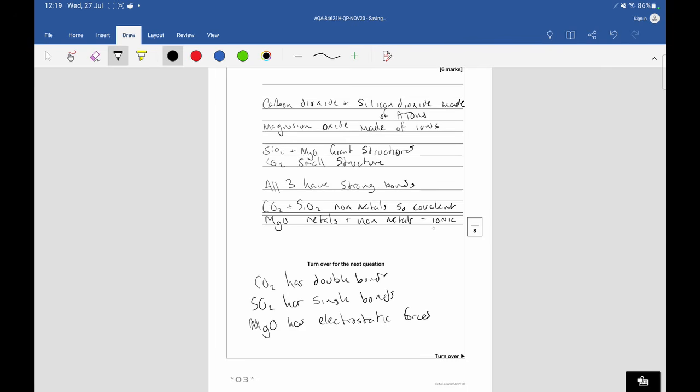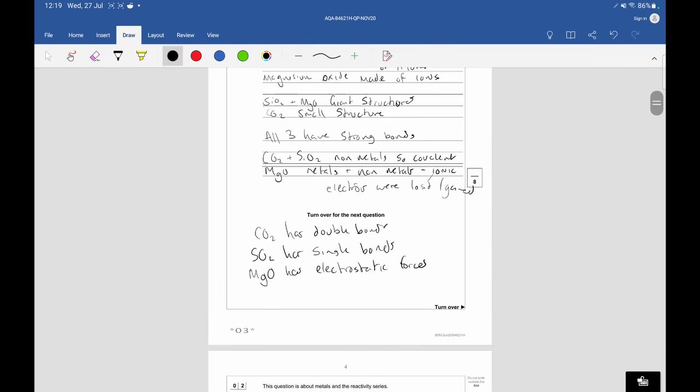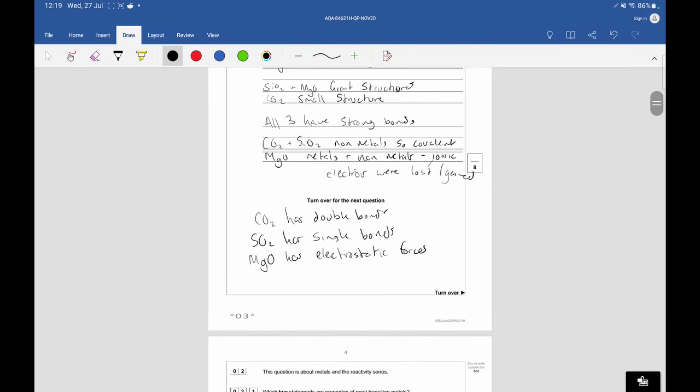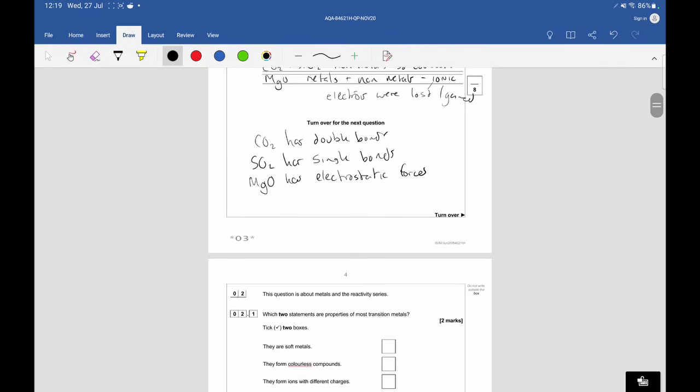It's also worth mentioning, because this is ionic, it means that electrons were lost or gained. Specifically, they were actually sent from the magnesium to the oxygen. We know metals lose electrons and oxygens gain them.